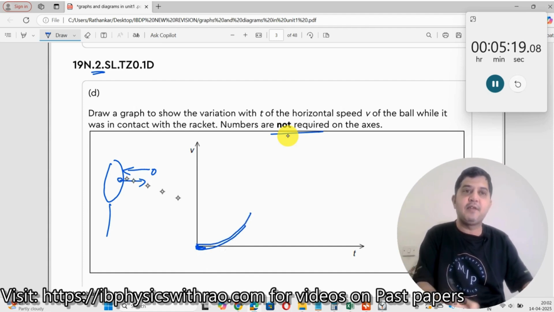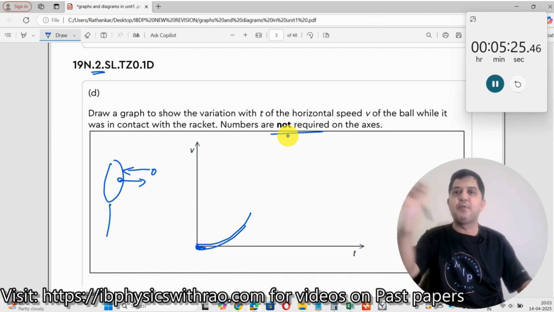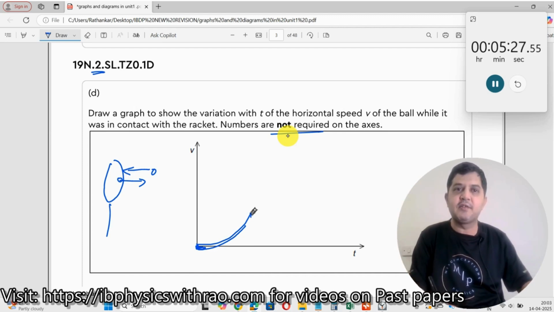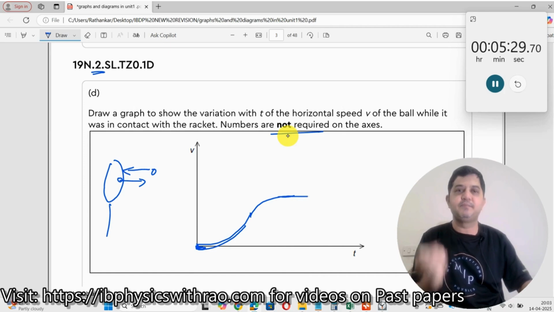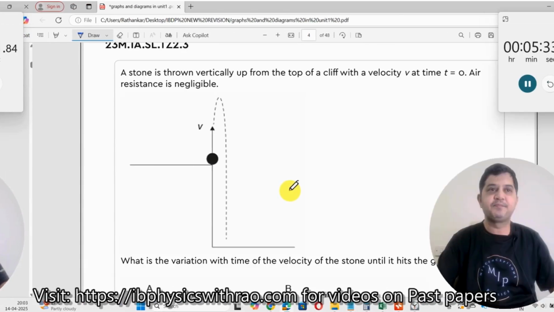And then after some time, what happens? The moment the ball comes out of contact with the racket, the velocity remains constant because there's nothing to push it, right? Therefore, it remains constant. It becomes like this over here. That's it. That's the answer here.